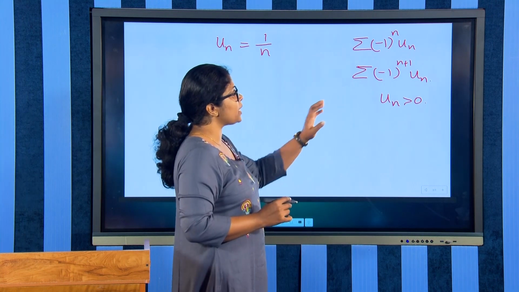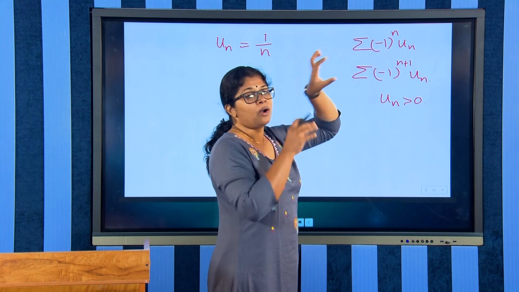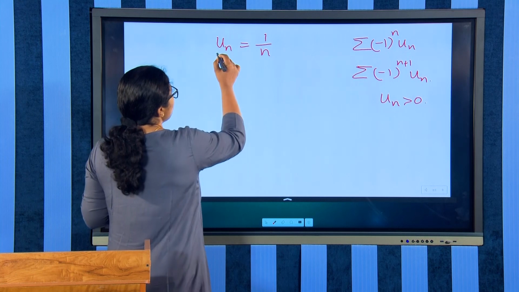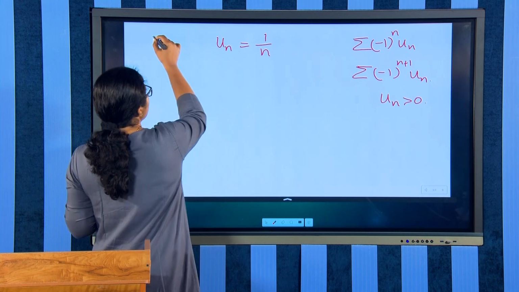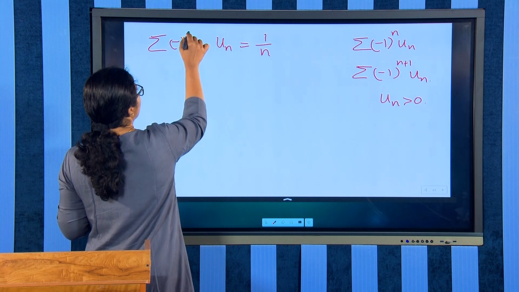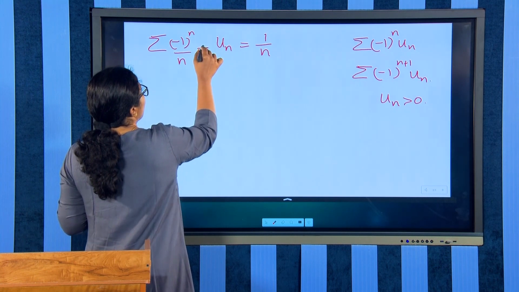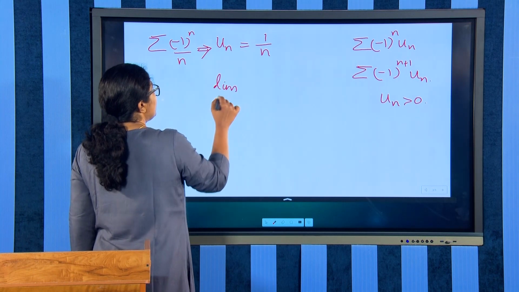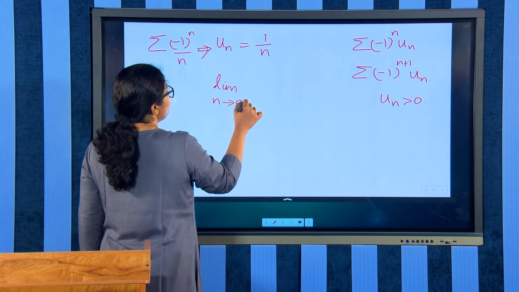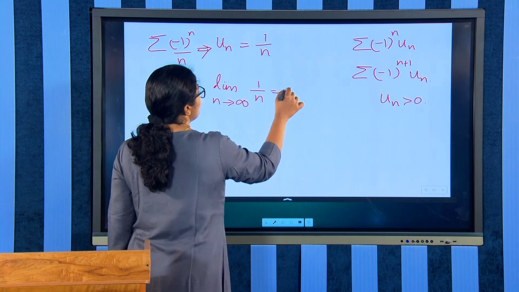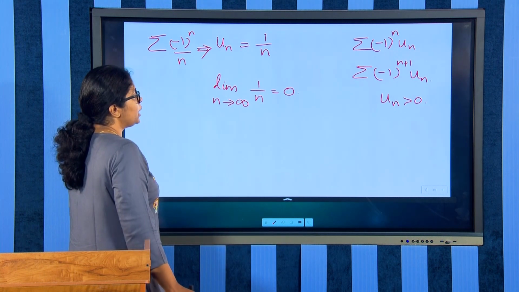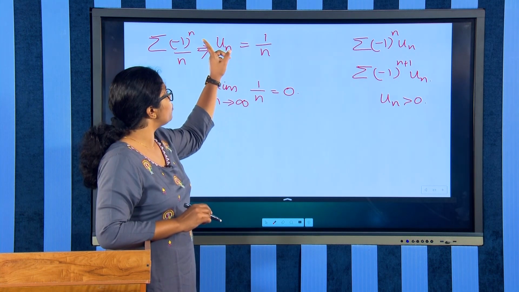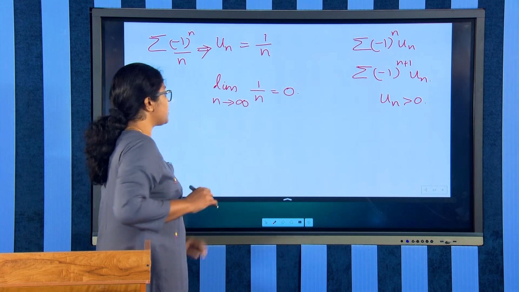So, that means we are considering un to be the term only, not its sign. That is why un is equal to 1 by n for the series summation negative 1 power n upon n. What happens to the nth term? Limit n approaches infinity, 1 by n equal to 0. So, you have to keep this in mind. We will see whether it is applicable for the convergence of the series.